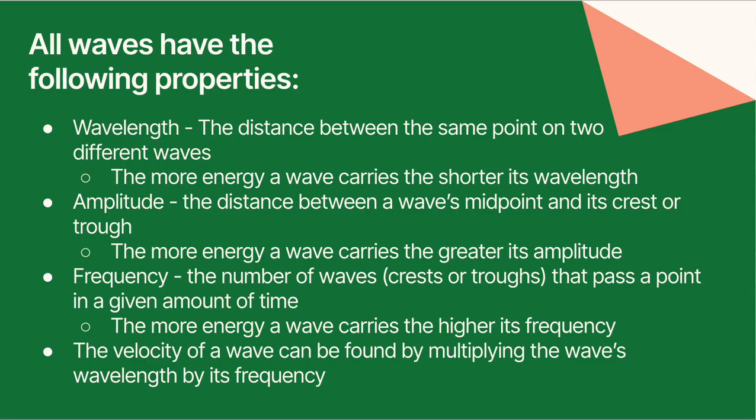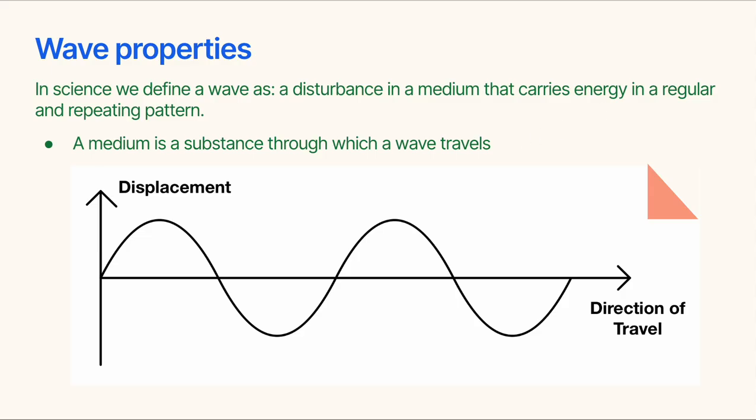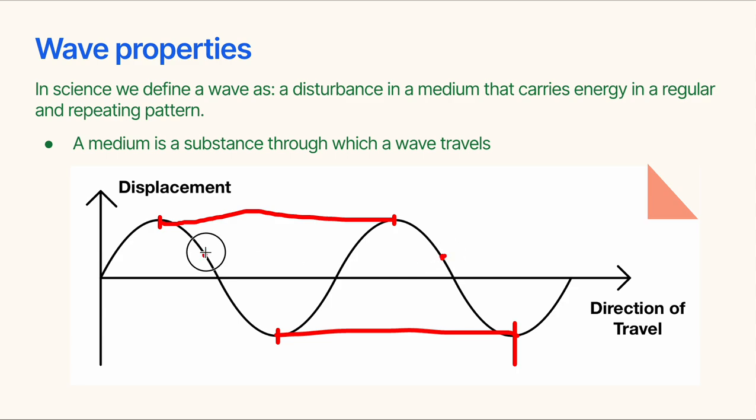All waves have the following properties. First, let's talk about wavelength. This is the distance between the same point on two different waves. So if we go back to our image here, from here to here is the same point on two different waves, so we would consider that our wavelength. Same thing from down here all the way to over here, or even if you picked a random point on the side of the wave, if you found the same one on the other one, that would be a wavelength.